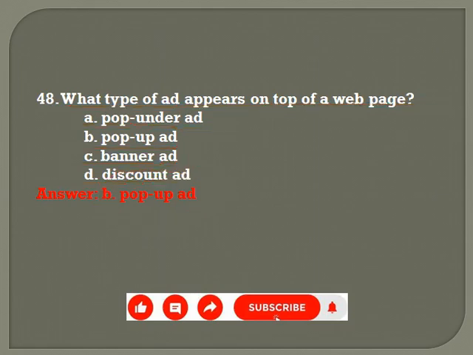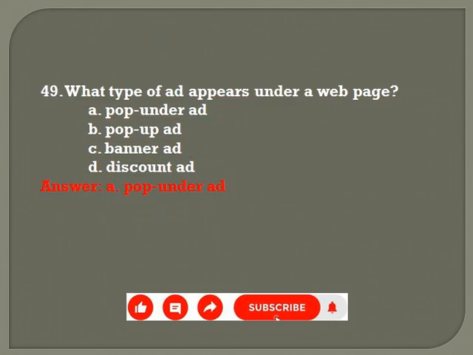Next question, what type of ad appears under a web page? Given options are option A pop under ad, option B pop up ad, option C banner ad, option D discount ad. Your correct answer is option A pop under ad.